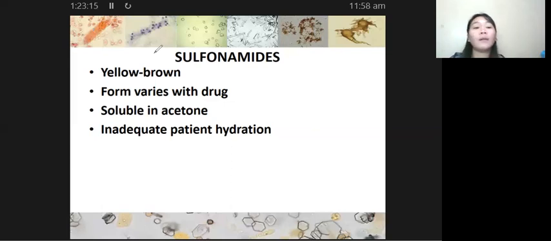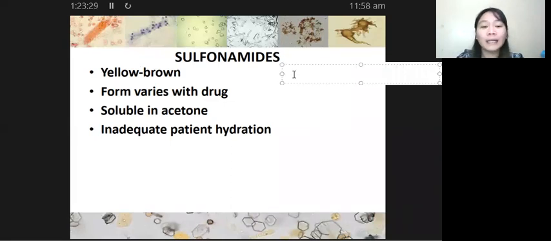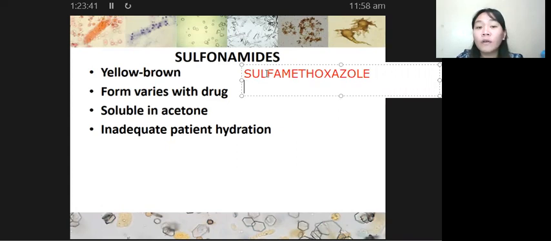Okay, so your sulfonamides, they appear as yellow-brown and actually the appearance varies depending upon the type of sulfonamide that we are talking about. Okay? So, meron po kasing dalawang types ng sulfonamides which may precipitate. So, first, we have your sulfamethoxazole. Okay? That's the first one.